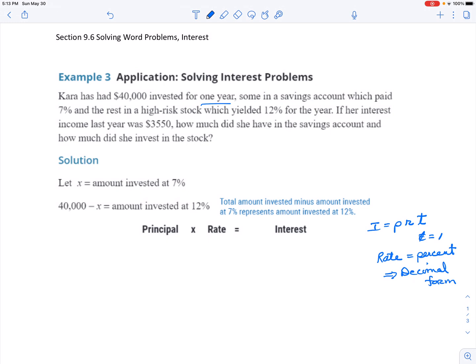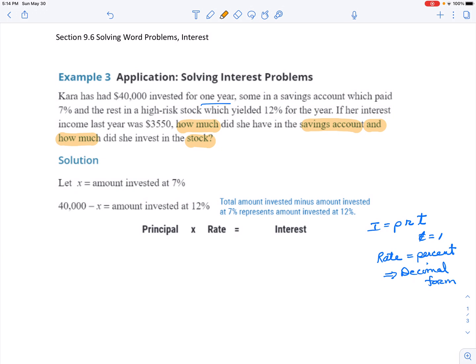Okay, so I lifted this again from the textbook, and you can see here that the author has decided to start out by letting X represent the amount invested at 7%, and 40,000 minus X be representative of the amount invested at 12%. So again, look here at the question: how much did she have in the savings account, and how much did she have in the stock? So we're looking for two things, and it's an amount of money that she had invested in these two different vehicles. So X is the 7% amount of money, and 40,000 minus X is the 12% amount of money.